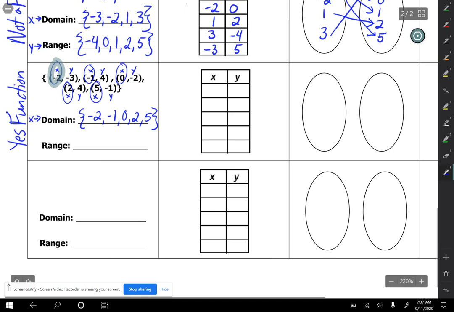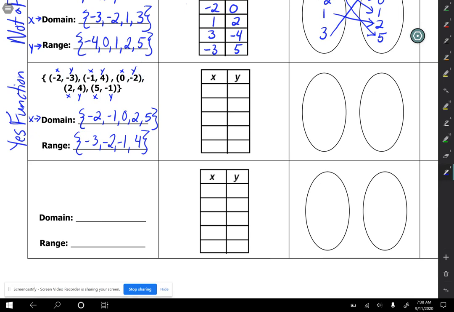Okay, and then the range is the y values. So I'm going to circle them so my eyes focus on them. And then I write them from least to greatest, -3, -2, -1, and 4. Again, these repeat, so I'm not going to write it twice, but that has nothing to do with whether or not it's a function. Okay, if your y values repeat, that's perfectly fine. If it's a function, it's only according to your x values.